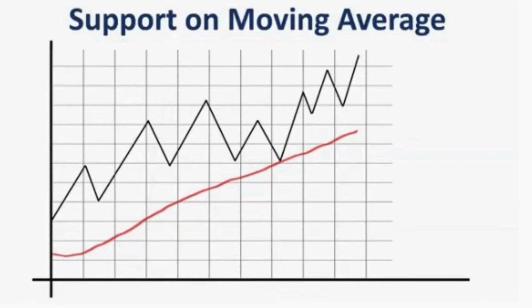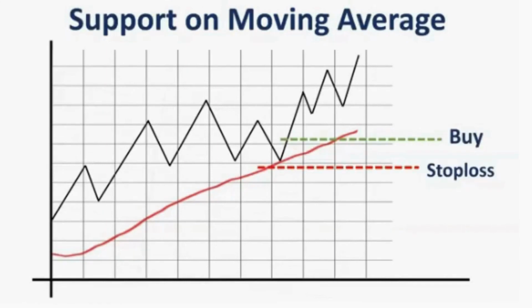Okay, so now at this level, we will look for buying the stock when the price takes a support and shows some bullish movement. And right below the support, we will place a stop loss. Because if the market goes against us, if our analysis goes wrong, we will exit the trade with a very small loss. And if the price is going according to our analysis, you can think of trailing the stop loss on the new support that is formed on the moving average.